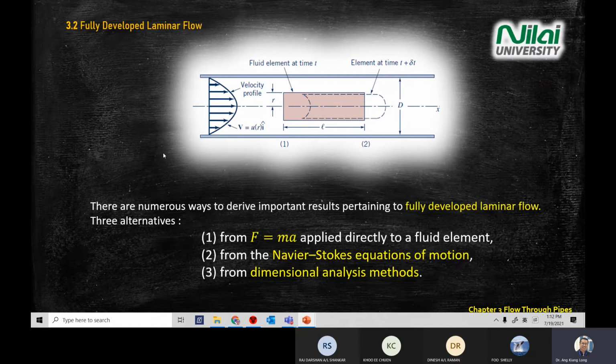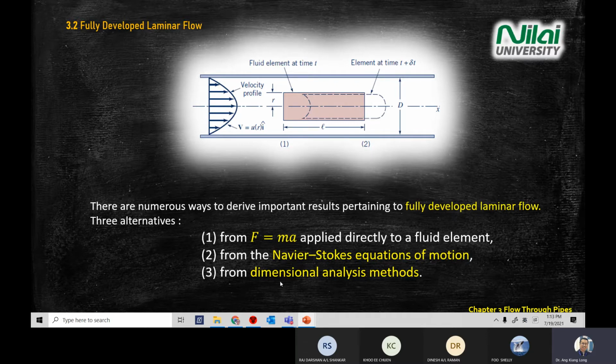Okay. So there are three ways to develop the equation. First, we use Second Newton Law, F equal to ma. Second one, we're going to use the Navier-Stokes equation of motion. Third one, we're going to use the dimensional analysis method. So if we have time, I will go into detail on Navier-Stokes. If not, I will just ask you to go and read and memorize the equation structure for Navier-Stokes, because the Navier-Stokes equation is a lengthy equation, right? However, there's some pattern that you can memorize for Navier-Stokes.